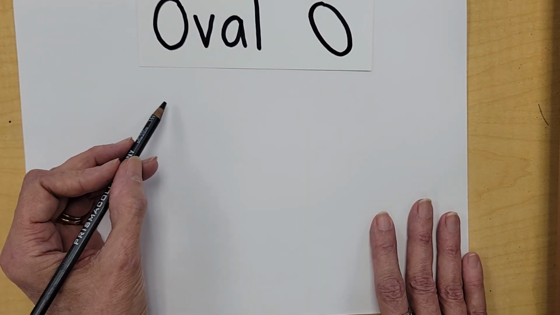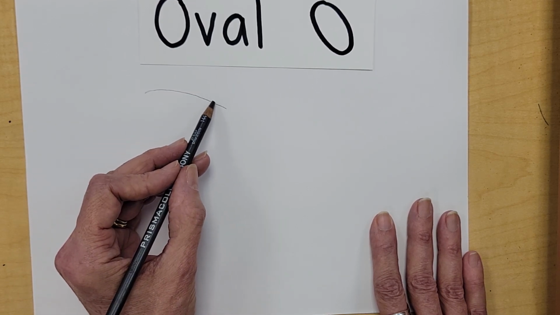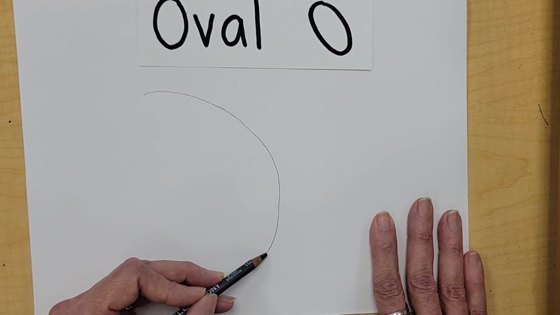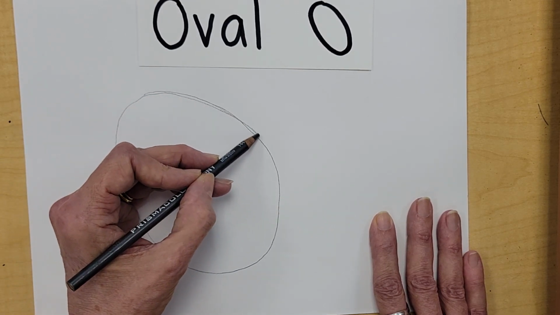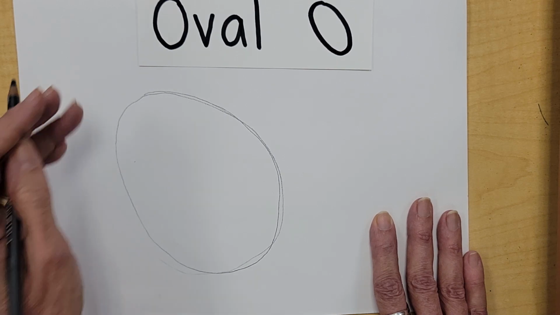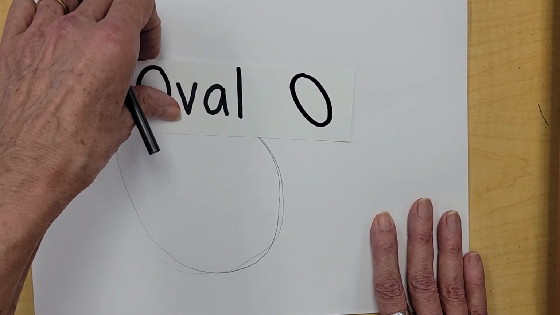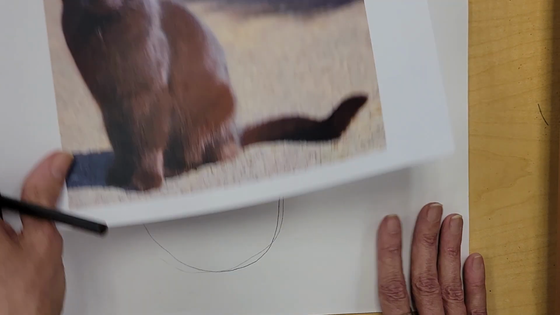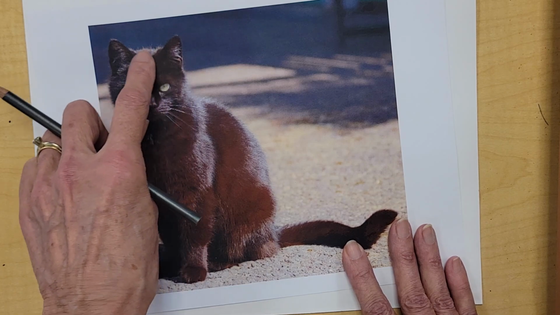I have my ebony pencil, and I'm going to press very lightly in case I want to change some of the details later. I don't like to have to go back and erase all the time, so I'm just going to start with a big, light oval. Then, when I look back at my cat, the next biggest shape that I see is the cat's head.